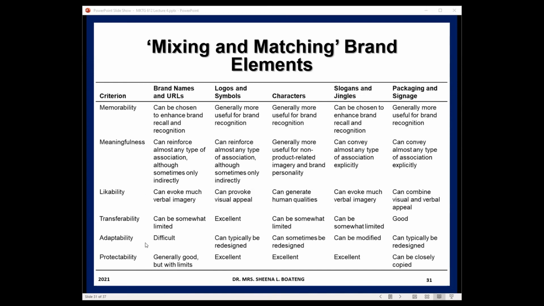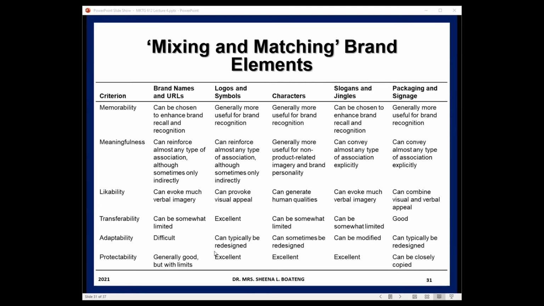Good. However, when it comes to logos and symbols, characters, slogans, and jingles, they are excellent when it comes to protectability, isn't it? Yes. Good. However, packaging and signage can be what? Closely copied. So that means that if you are selecting brand elements and one of the main focuses you have is to be able to protect your brand elements, then you need to look at the ones that have an excellent means of communication and combine them with other elements that are not so good when it comes to protection. Sorry, I said communication. Pardon me. Does that make sense?